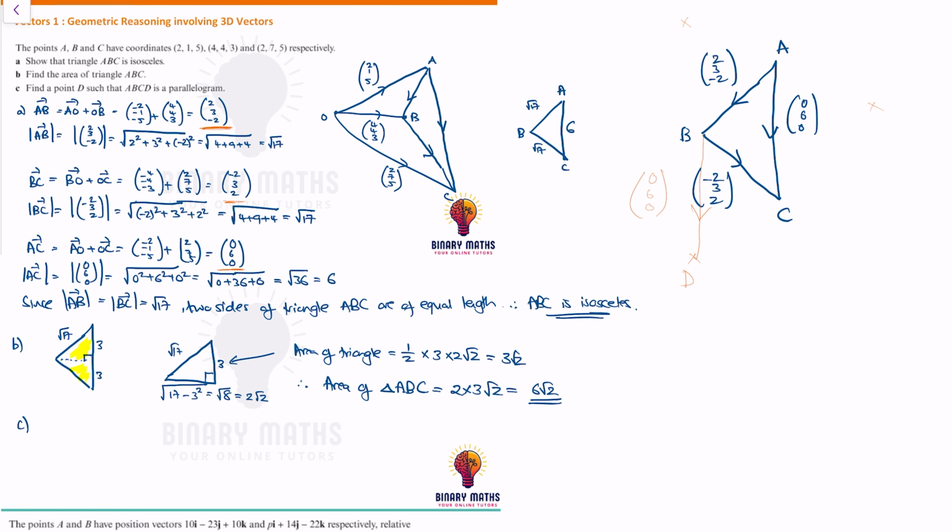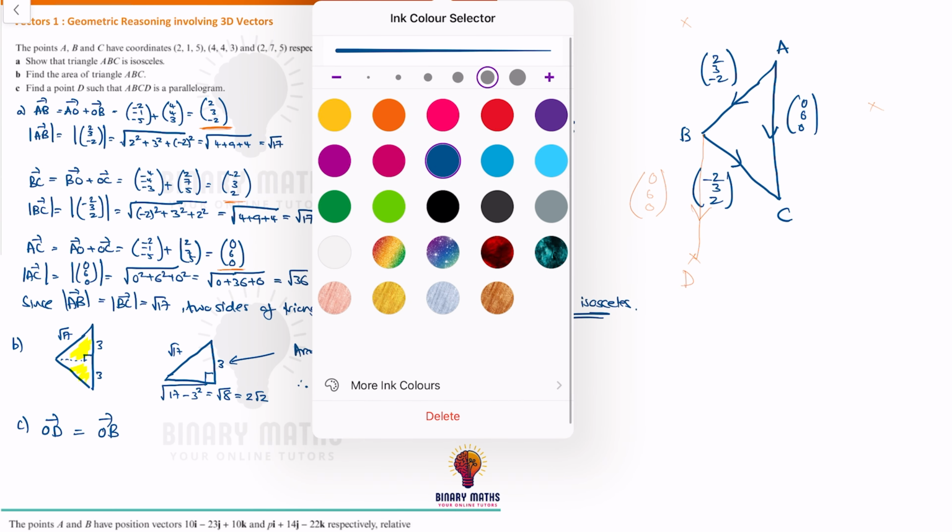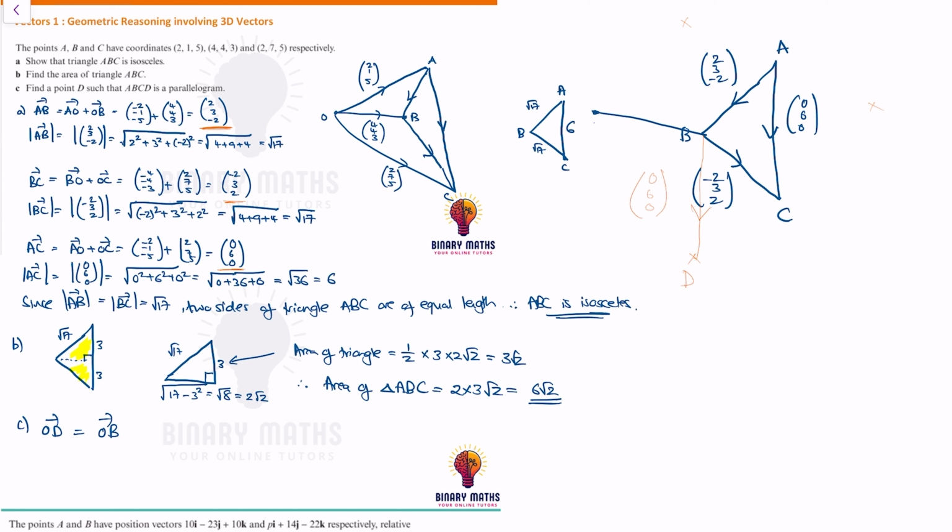So for part C, I need to work out the point D, so O to D must be equal to O to B. Remember, everything starts off from the origin, which is somewhere here. O to B plus B to D. Now O to B is just (4, 4, 3). And B to D is just the same as A to C, which is (0, 6, 0), because B to D is parallel to A to C, which means I end up getting (4, 10, 3).